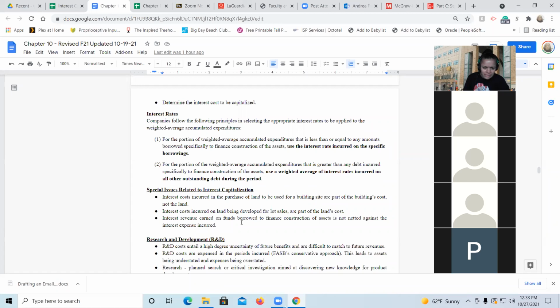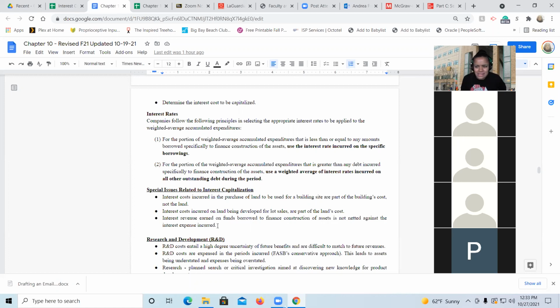It's not relevant. I think the only thing that you probably want to just be aware of is if you borrow money and you don't use all of the money and you put the money in the bank and it earns interest somewhere, any interest that you earn on that money before you've actually started spending it to make payments should not be netted against the interest expense that you incurred.